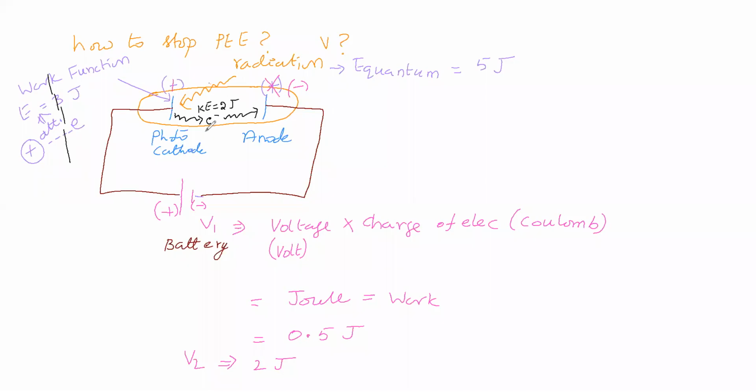You are saying that the kinetic energy of the photoelectron is 0. Kinetic energy is 0 means, can it move from photocathode to anode? What do you say?